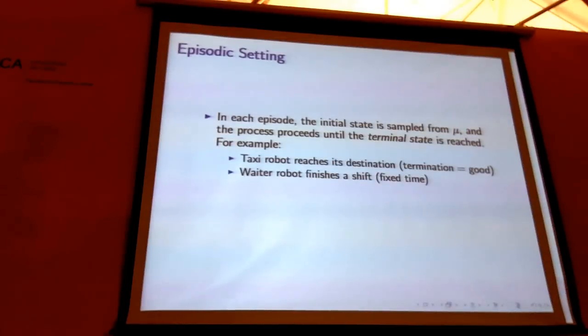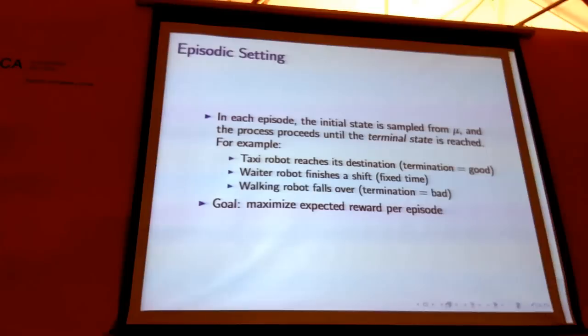There are several different kinds of problems this might correspond to. You can have problems where termination is good and you want to finish some task as fast as possible. Let's say you've got a taxi robot and you want it to reach its destination, and it gets a reward when it gets there. So then termination is good. Or you could have a fixed length episode, and then termination always happens after, say, 1,000 time steps. Or you could have termination being bad, like you're trying to get a robot to walk, and if it falls over, then the episode terminates.